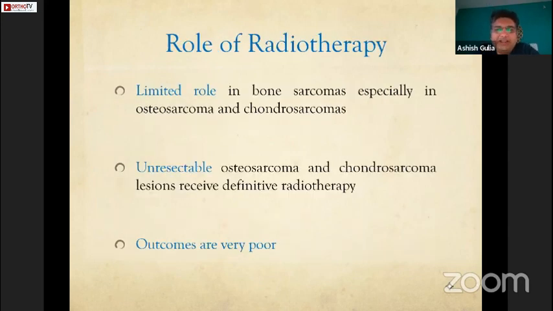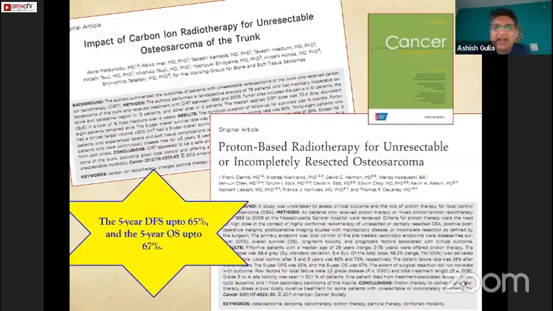The role of radiotherapy is limited in malignant bone tumors, but I will tell you some specific indications where it is used and will take it further. In the beginning, when I was talking about heavy ion therapies, these were the two main papers which came about 7 to 8 years back, which talk about two Japanese studies. Japanese were the pioneers in using heavy ion therapies for unresectable bone tumors.